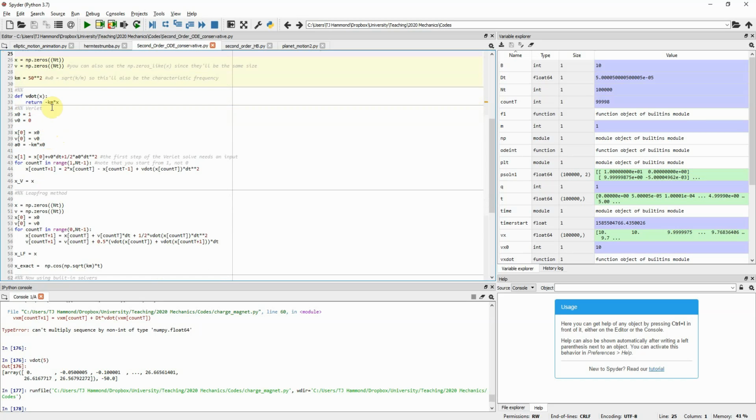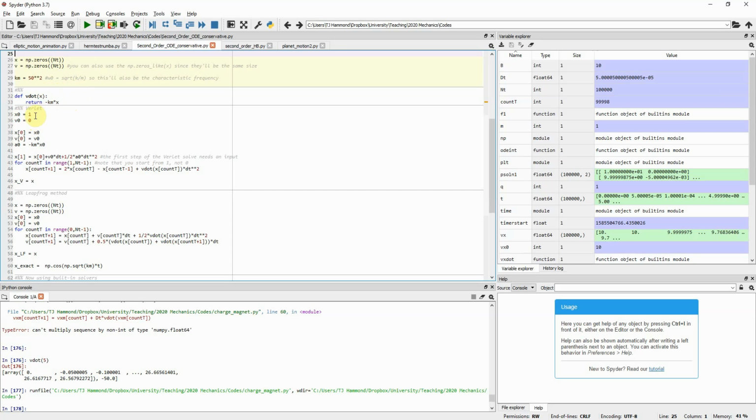And so we need to define our differential equation, and so we have v dot, the derivative of the velocity, which is going to be this force over mass, or the acceleration, which is going to be negative k/m times x, as you would expect for a spring.